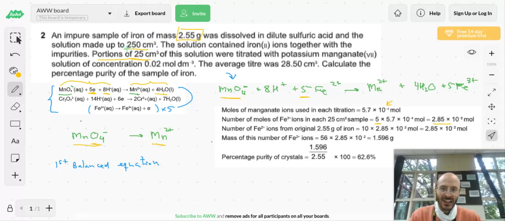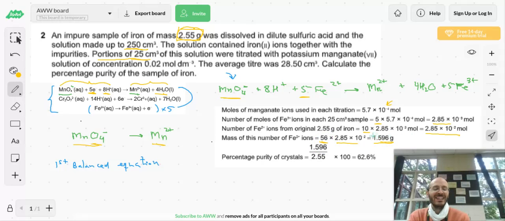So how much iron do we have in 250? Well, we multiply by 10, and we get this. So these are the moles in 250, which come from this mass of compound. So if you multiply the moles by the Ar, that gives you the mass of iron in the compound.